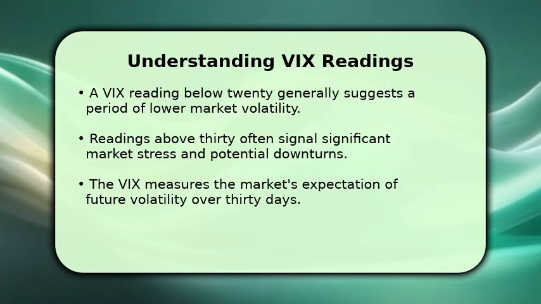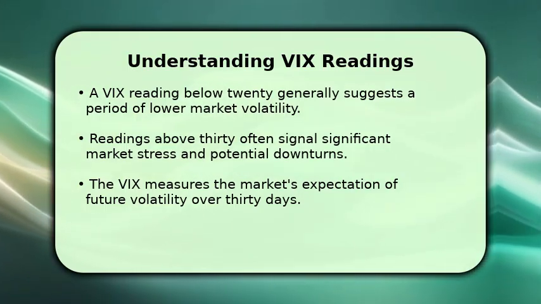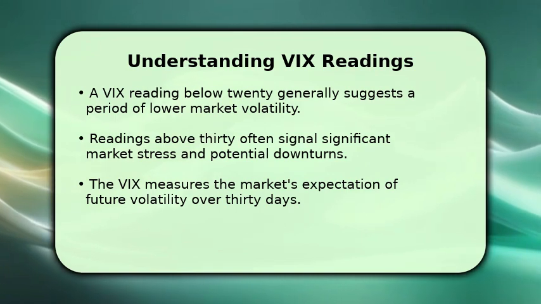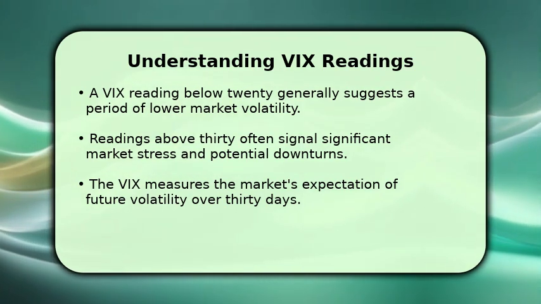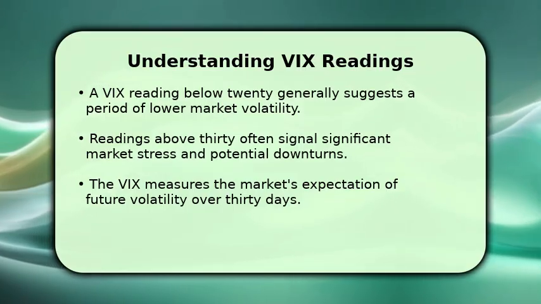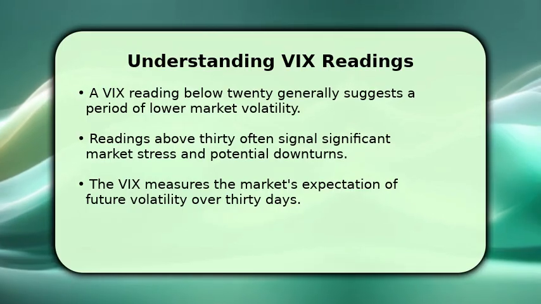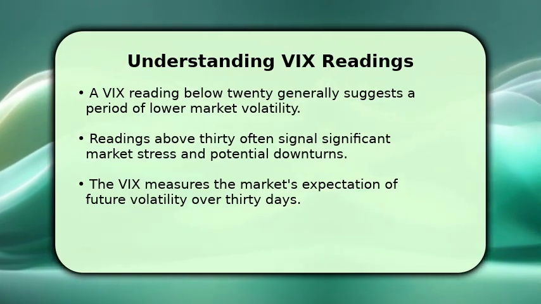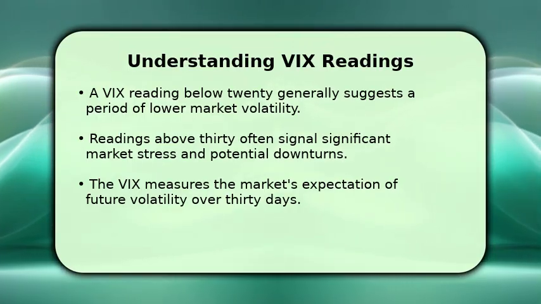A VIX reading below 20 typically indicates a period of lower market volatility and relative stability. Conversely, when the VIX rises above 30, it often signals heightened market stress, increased investor fear, and potential for sharp price movements or downturns. Remember, the VIX specifically measures the market's expectation of volatility over the next 30 days.